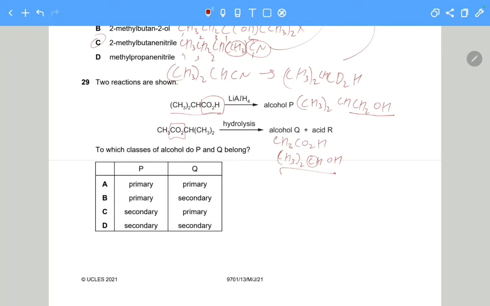So to which classes of alcohols do P and Q belong? P we have seen is primary and Q we have seen is secondary, and therefore option B should be the answer.